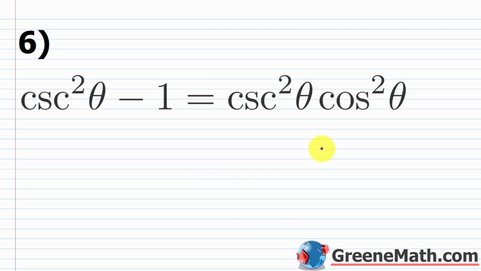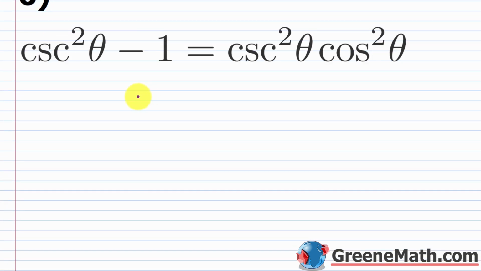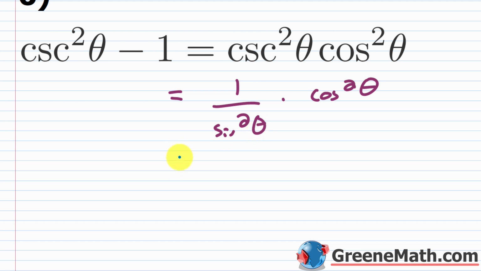All right, for problem 6, we have cosecant squared theta minus 1 is equal to cosecant squared theta times cosine squared theta. So this one's really easy. I'm just going to leave the left side alone. So let me put this as equals here. And I'm going to think about cosecant squared theta as 1 over sine squared theta. And this is times cosine squared theta. So if you have cosine squared theta over sine squared theta, that's cotangent squared theta. So let's just write this as cotangent squared theta.